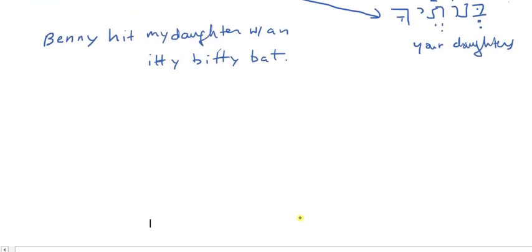Now, do you know what the word Benny is? Benny is the word bane with a hireq yod pronominal suffix. That is my son. Benny is a bad son, but Benny is my son. So my son, Benny, I guess I should probably just add that. My son, Benny, hit my daughter. What is my daughter? It's biti.